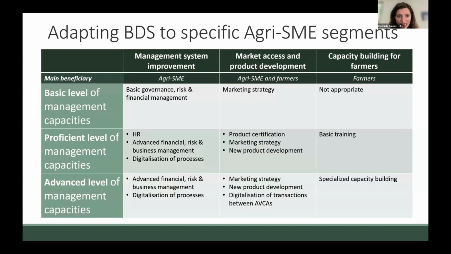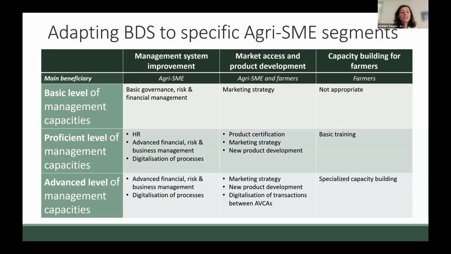So we can go to the next slide just to show you how this segmentation can be used to identify the specific needs. So we distinguish these different levels of management capacities on the left, and then we also proposed a first categorization of BDS or TA considering 3 main topics, let's say. So first, the improvement of the internal management system of the agri-SMEs, which is supposed to benefit first the agri-SME itself, of course. Then a topic around market access and product development, considering that support on this topic should benefit both the agri-SME and the farmers interacting directly with this SME. And finally, a third category of BDS or TA on capacity building for farmers, which means that the main beneficiary is farmers in this case.